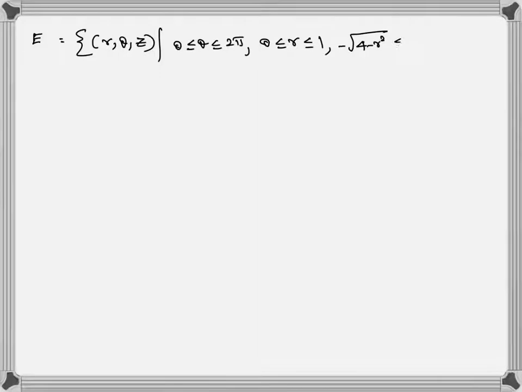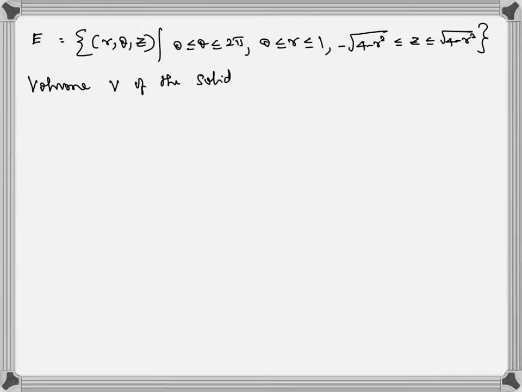Now we have all the limits. We'll also write down E, the solid, in cylindrical coordinates, r, theta, z, where theta runs from 0 to 2 pi, r runs from 0 to 1, and z is from the lower part of the sphere to the upper part of the sphere, which will be negative square root of 4 minus r squared to positive square root of 4 minus r squared.